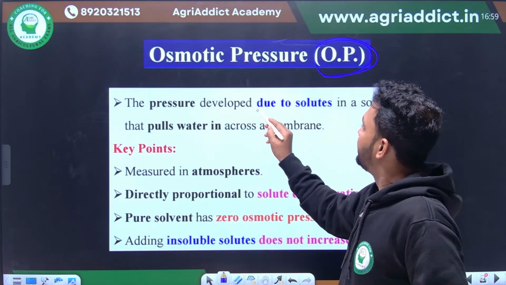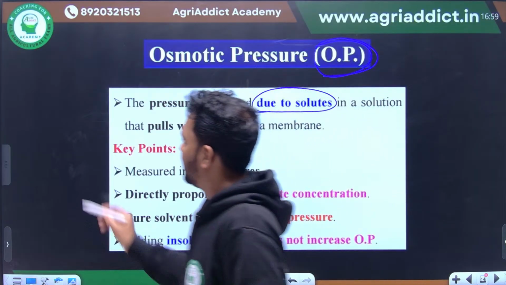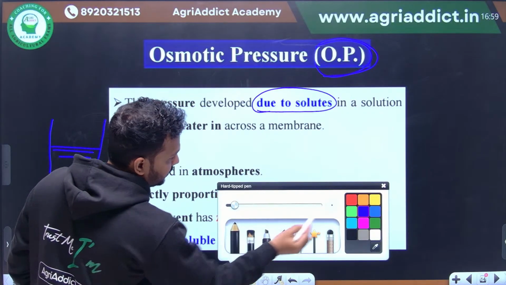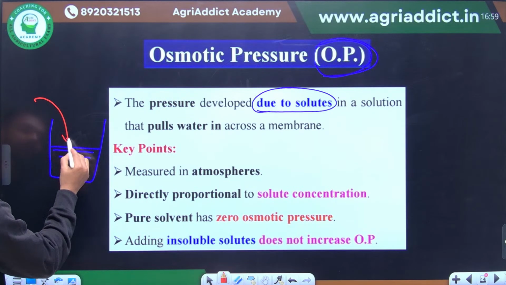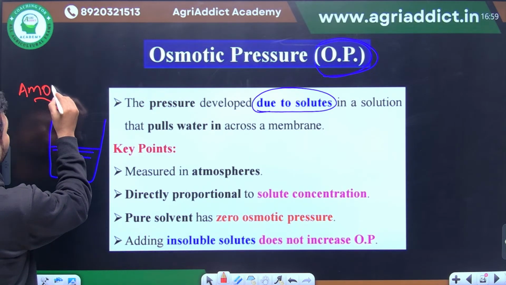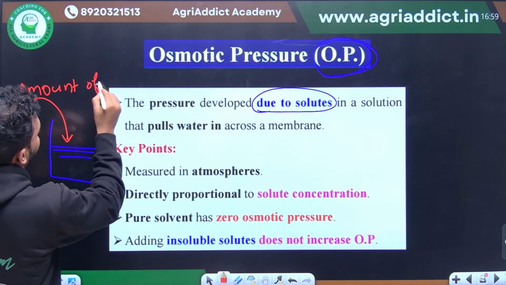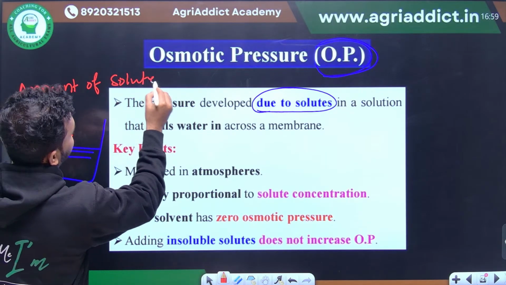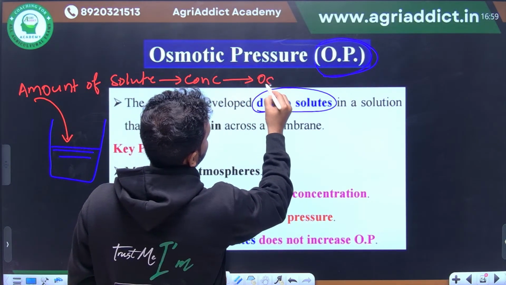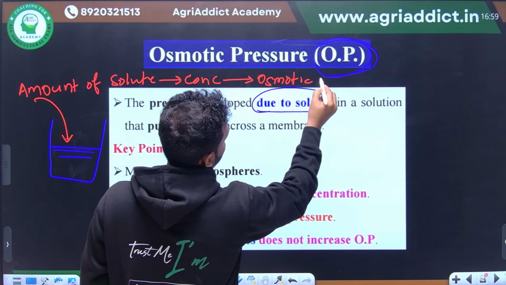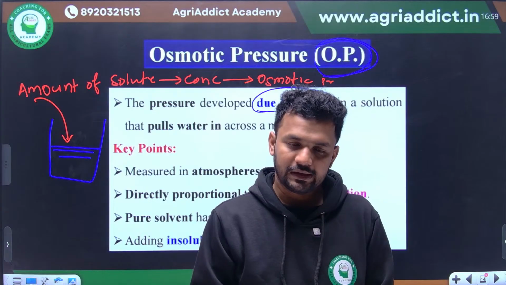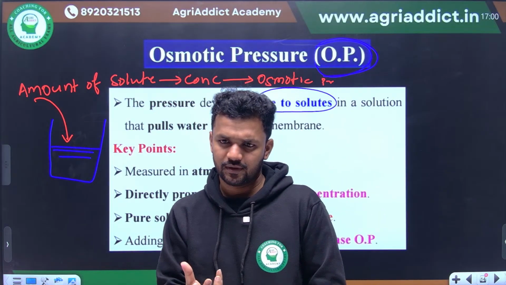Okay. So pressure developed due to solutes means here it is a solution, where solvent is there. We added some solute to the solvent. So the amount of solute would decide the concentration, and this concentration of solute would decide the osmotic pressure of the solution. Okay. So the more the solute, the more the osmotic pressure. Right. The less the solute, the less the osmotic pressure.